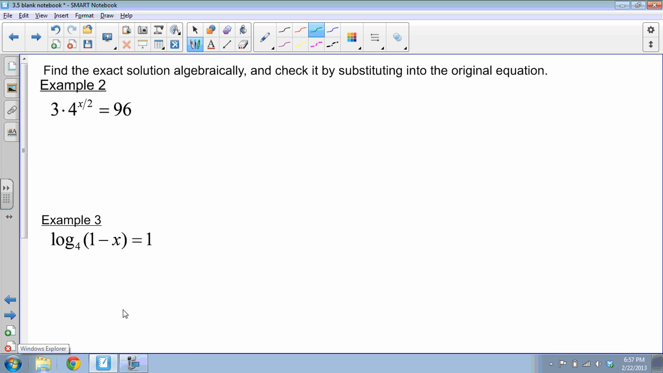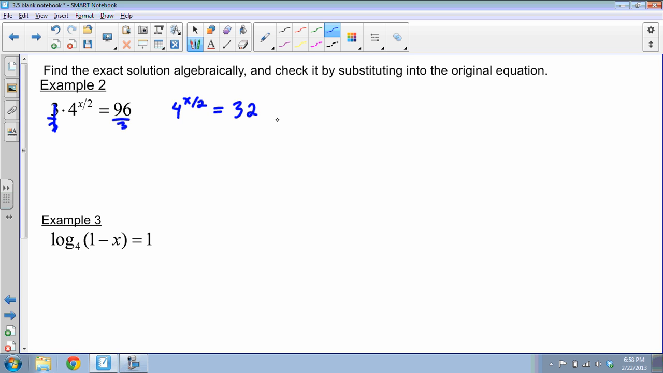Example 2, again, we're finding the solutions algebraically and checking back in the equation to make sure we did it right. In this one, we again have a number times our exponential expression, 4 to the x over 2, equaling another number. So we're going to start the same way by dividing by 3. So 4 to the x over 2 equals 96 divided by 3, which is 32.